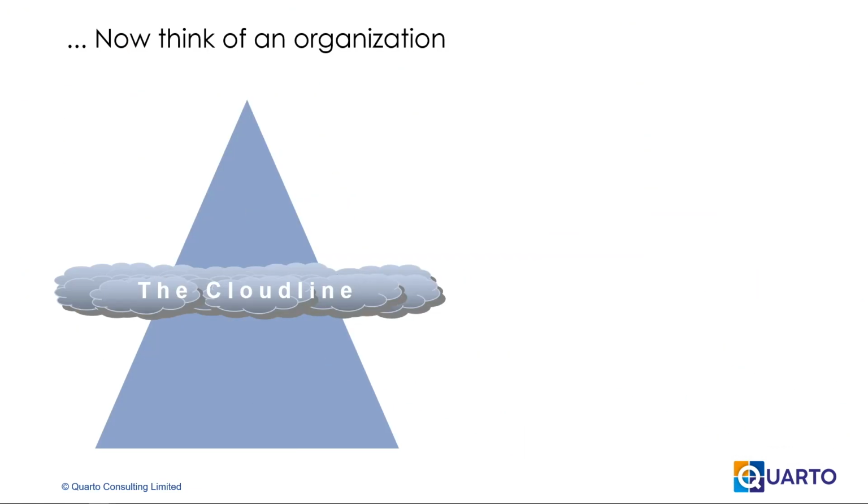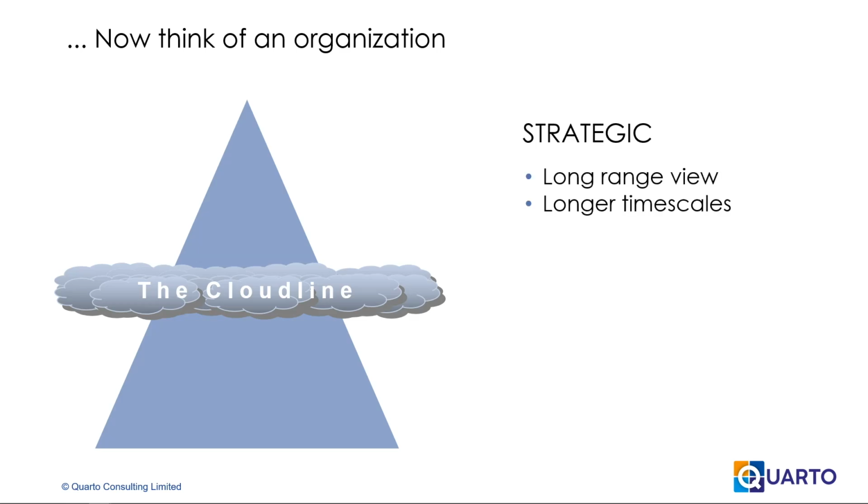Let's take this simple image into the world of organisation, where we can describe an organisation as a triangle. In this version of the mountain image, the top of the triangle represents a long-range view and longer timescales, the more strategic levels of the organisation.